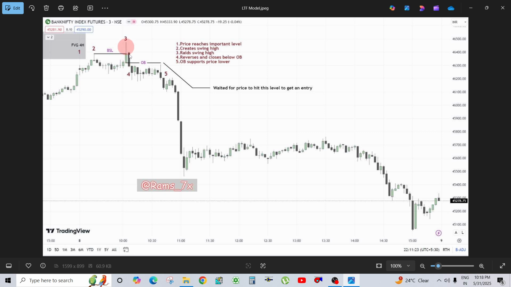Then suddenly it reverses and closes below the last up close candles. As I told earlier, when the price closes below the open of consecutive up close candles, it becomes an order block and it will restrict the price from going up. So when the price went up, this order block started restricting the price and it started trending downside as expected. That's it. Thank you.